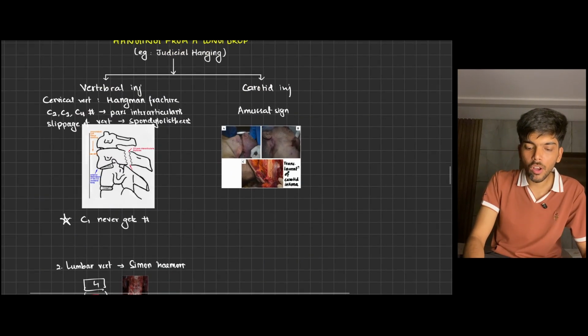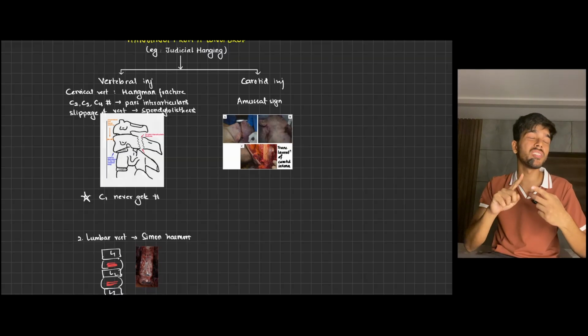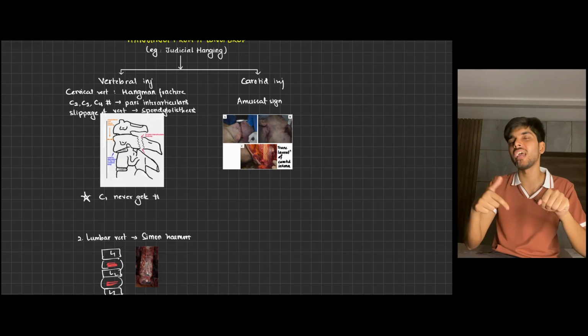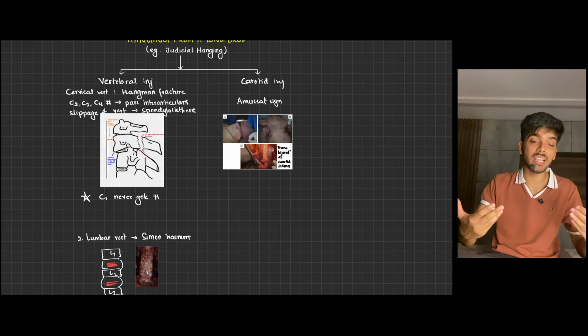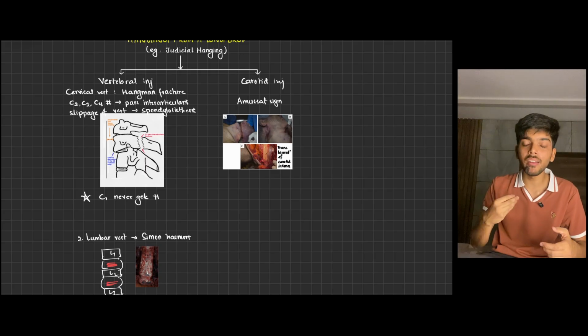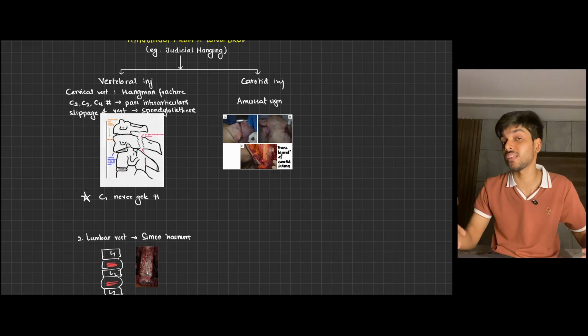Then hanging from a long drop, you get vertebral injury. Number 1, cervical injury, where there is C2 or C3 or C4 fracture at pars interarticularis with slippage called spondylolisthesis. And at lumbar vertebra, there might be hemorrhage, which is referred to as Simon's hemorrhage. And in carotid artery, within the intima of the carotid, there might be transverse laceration, referred to as Amussat sign.